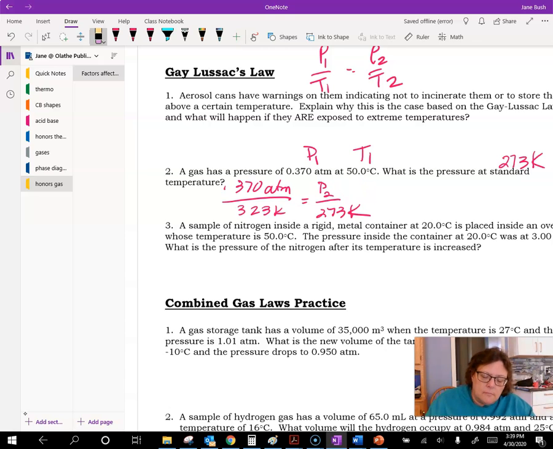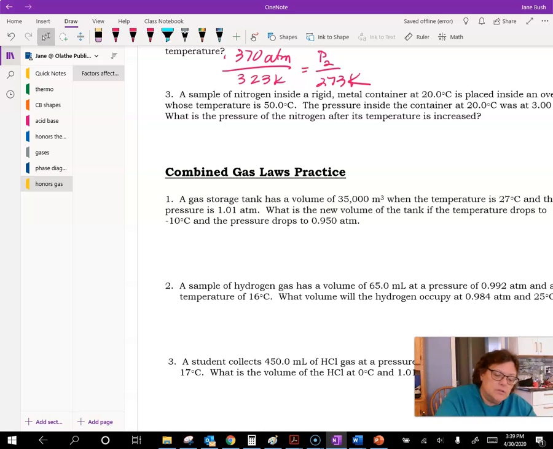Yes, Ted, I hear you. And solve for P2. Combined gas law, you're just going to put them all together. P1V1 over T1 equals P2V2 over T2.